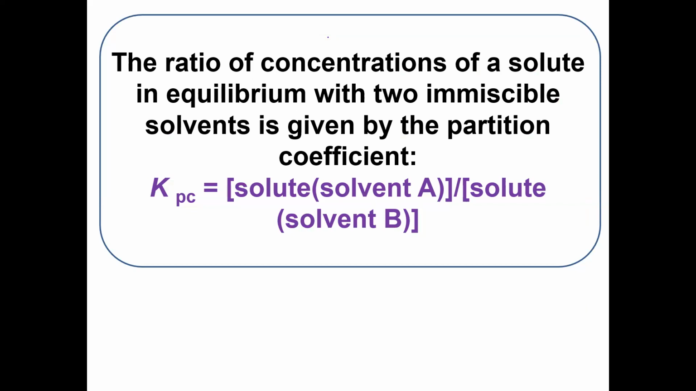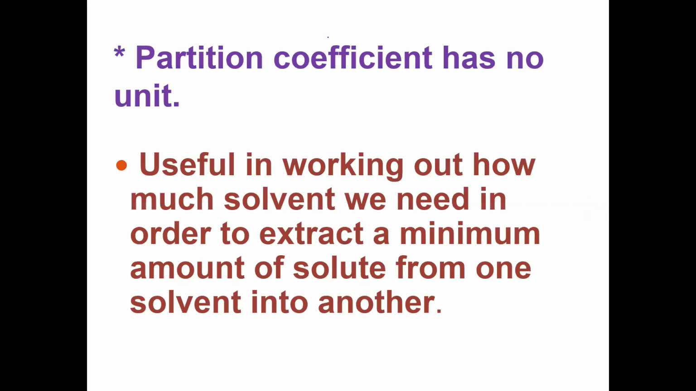So partition coefficient has no unit, and is useful for working out how much solvent we need in order to extract a minimum amount of solute from one solvent into the other. Partition coefficient is equal to distribution coefficient. Our syllabus says it like this. You have to copy this. Okay.